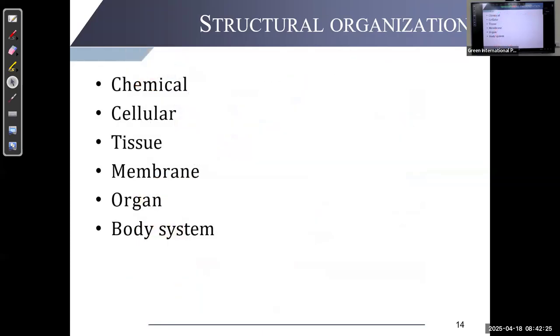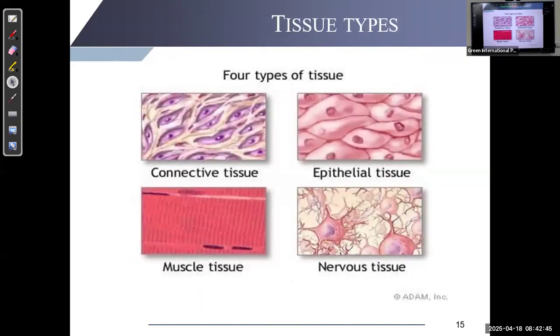So it is all the chemical functions together. It forms a cell. The cell forms tissue. From tissue, you have tissue membranes. Then tissue membranes and tissue together form organs. From organs, you have systems, body systems. Together, it is a whole body. So what are the four types of tissue? We basically divide them into connective tissue, epithelial tissue, muscle tissue, and nervous tissue.